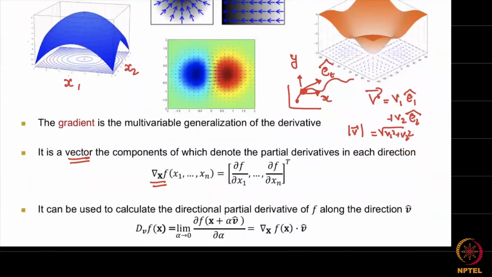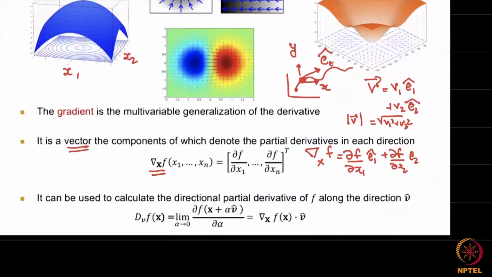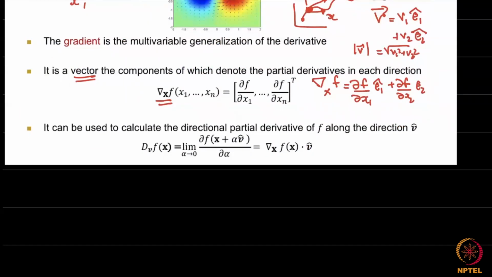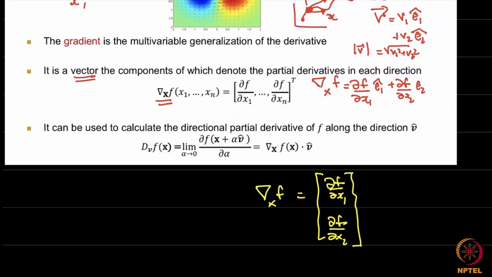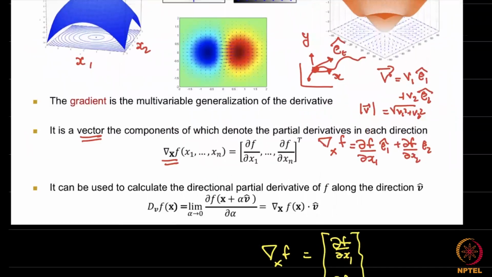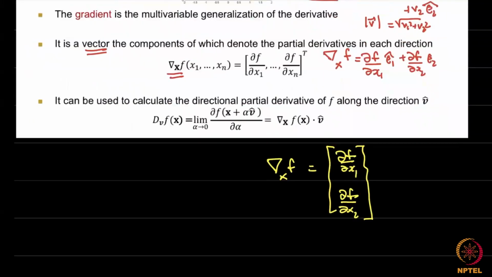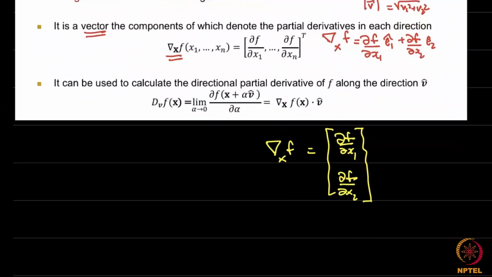So gradient, we would simply say, if you have two variables, gradient of f with respect to x would be del f del x1 e1 plus del f del x2 e2. This is one way of writing it. Another way of writing it is to say simply gradient of f with respect to x is del f del x1 and del f del x2. Though this is the actual way we implement it, just like with the velocity, we represent it via the components. The more important property is the one that I have shown here.